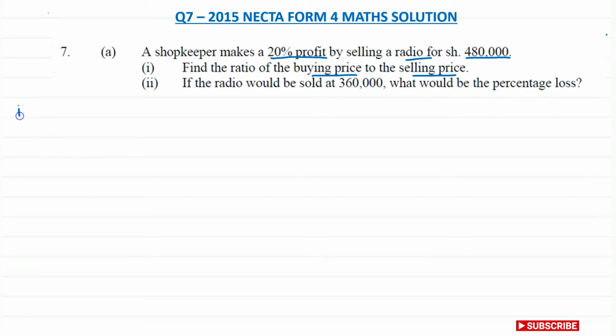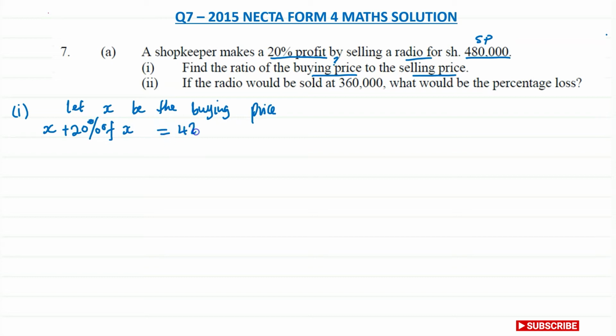Okay, so first of all, we need to find the ratio of the buying price to the selling price. What we have is the selling price. The buying price, we don't know. So let's make use of the selling price. We're going to say let X be the buying price. So if we have the original price X and we add 20% of X, this will give us 480,000 shillings, because that's the selling price.